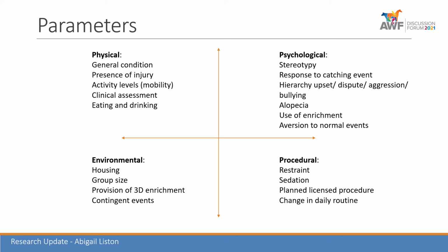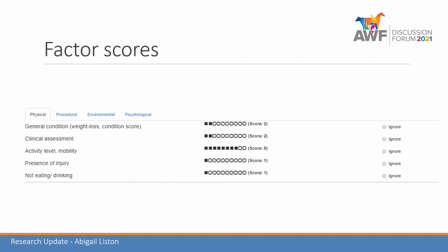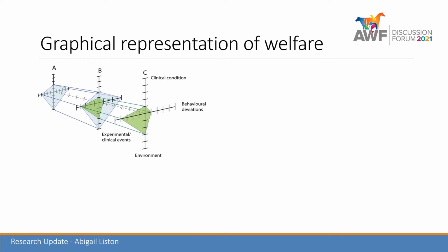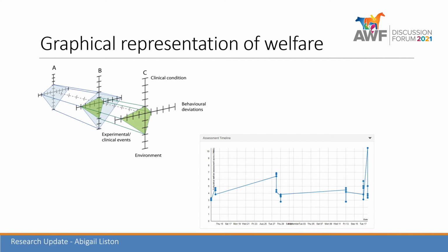Within each parameter is a list of species and situation-specific factors, as shown by this diagram. Each factor is scored between 1 and 10, 1 being the lowest and therefore best welfare, and 10 being the highest and therefore worst welfare. The sum of all factor scores results in the parameter average score. Parameter average scores are plotted on the 4 axes of the AWAG. The sum of the area occupied by the AWAG, which is shown in green on this diagram, results in the cumulative welfare assessment score, which is then plotted on the cumulative welfare assessment graph for long-term welfare measures.